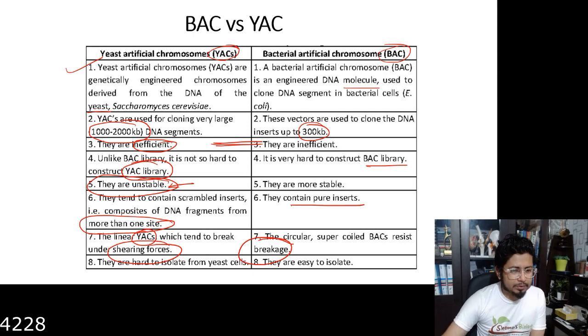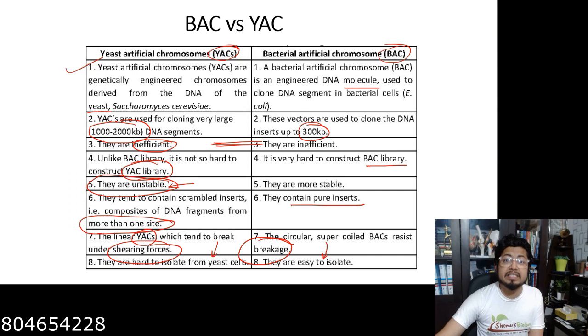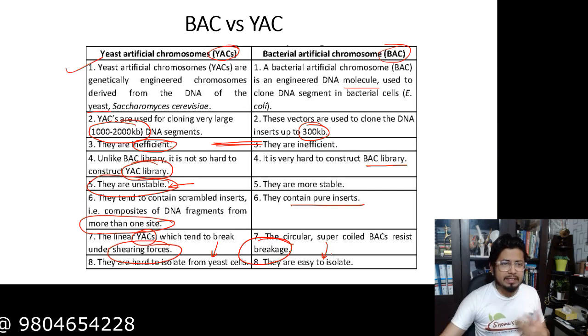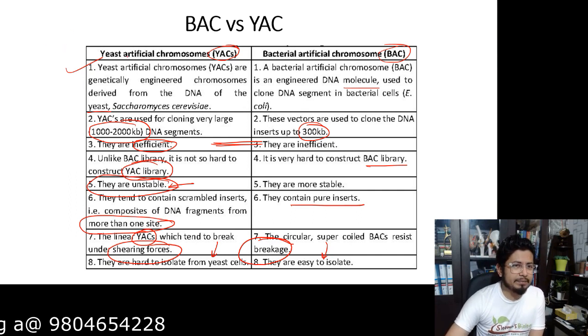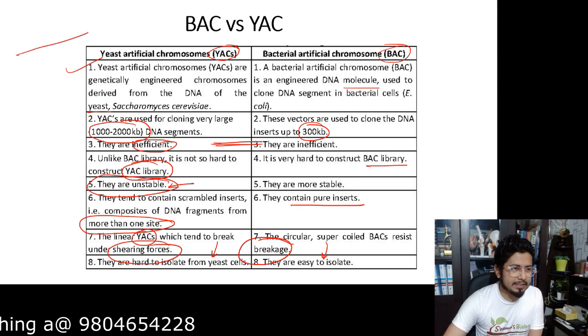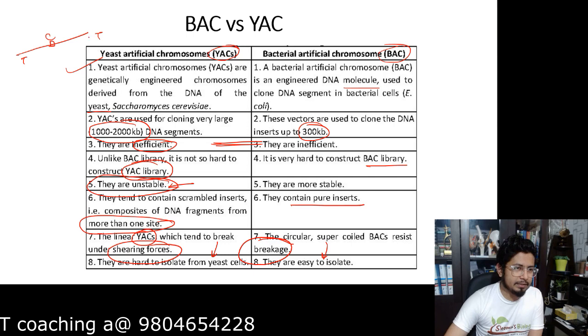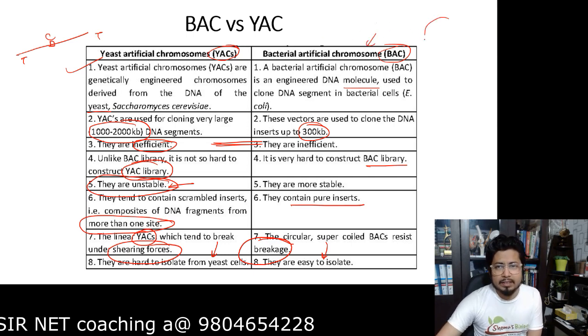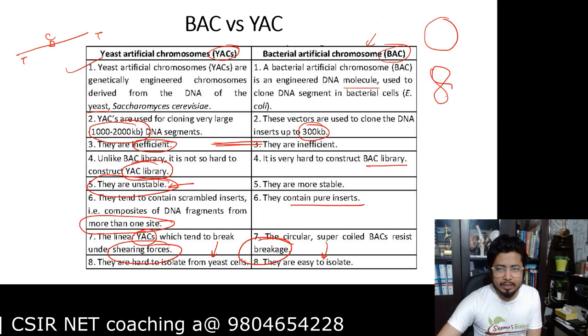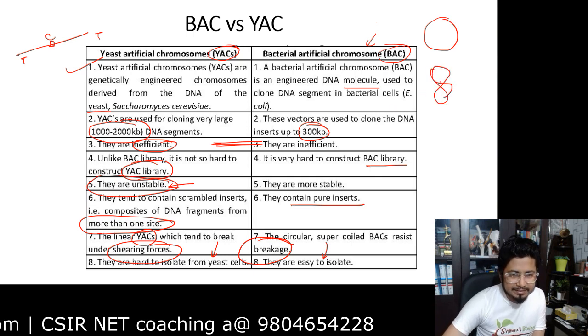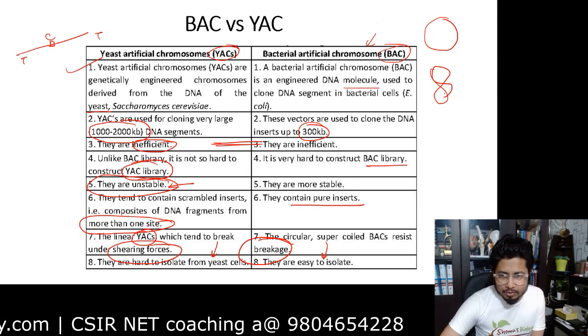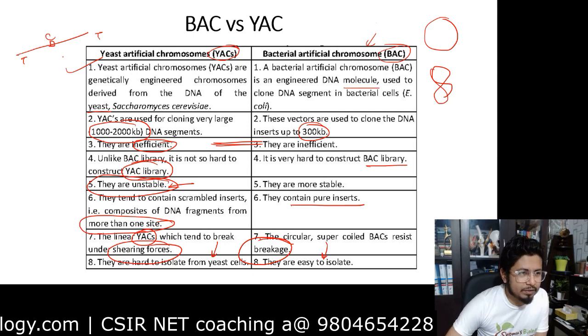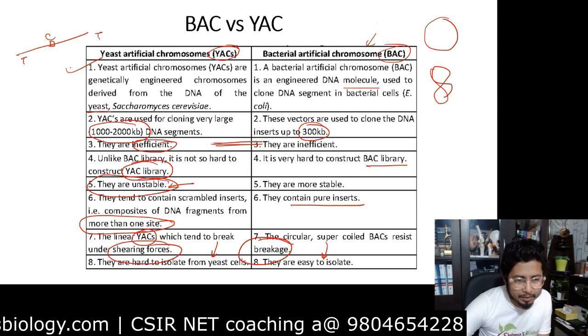Yeast artificial chromosomes are hard to isolate from yeast cells, while bacterial artificial chromosomes are easy to isolate. And one more fundamental difference is that the yeast artificial chromosome, as I said, is a linear one. It has a centromere and two telomeres in the surrounding place, while the bacterial artificial chromosome is circular in nature, sometimes also coiled in some way, that can resist the breakage and can also be easy to isolate. But in case of yeast artificial chromosome, they are difficult to isolate.